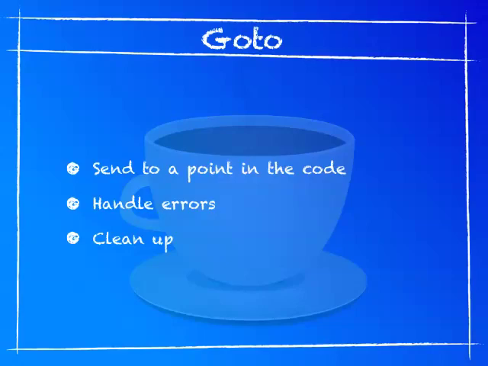Now let's get to the last thing, which is Goto. Basically what a Goto is, you can send runtime to a specific point in the code. You can use it to clean up objects in the function, or handle errors in the function. I'm going to go ahead and give you an example code on how to use this.